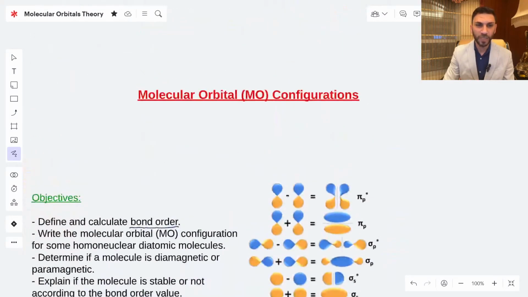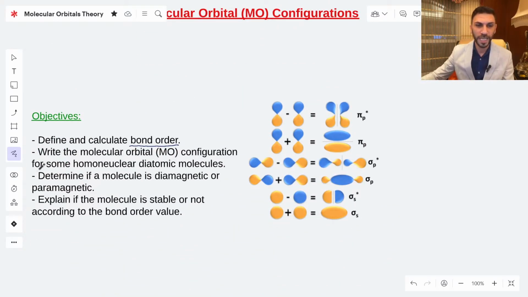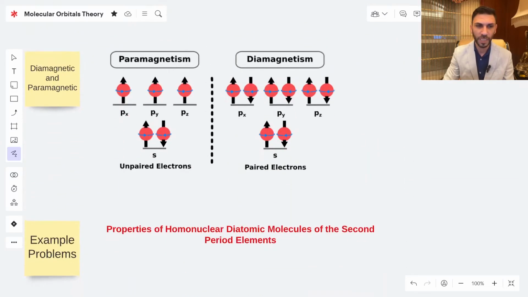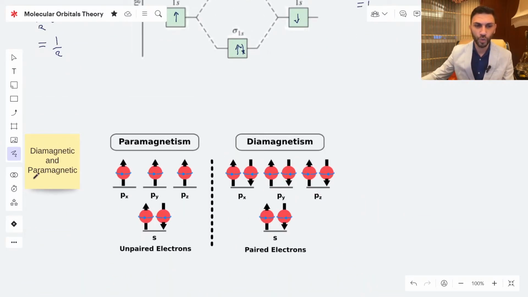The second objective here is to understand what is meant by the diamagnetic molecule and the paramagnetic molecule. What is the difference between them? So let's check. A diamagnetic molecule is when we have paired electrons in the outer orbitals. That means, for example, in the molecular orbitals px, py, and pz, as you can see here, we have double electrons, 2 electrons in each orbital, and we call it diamagnetic.